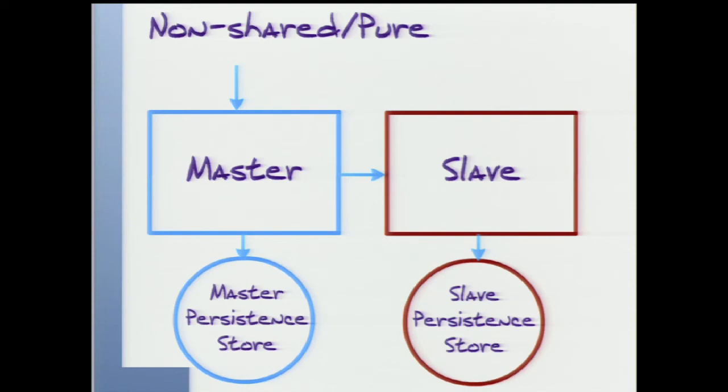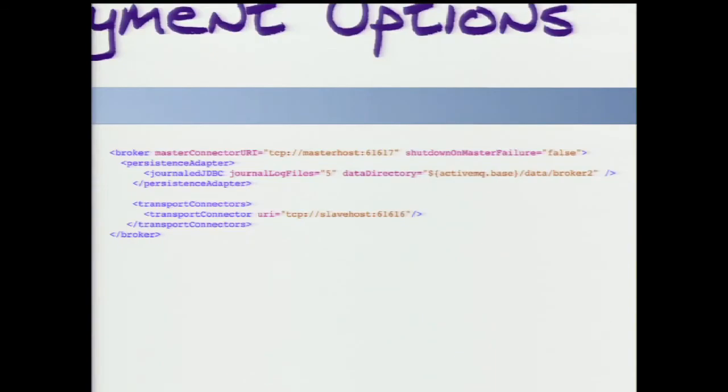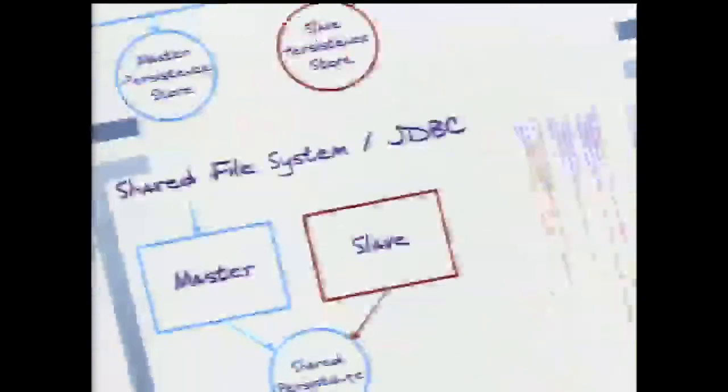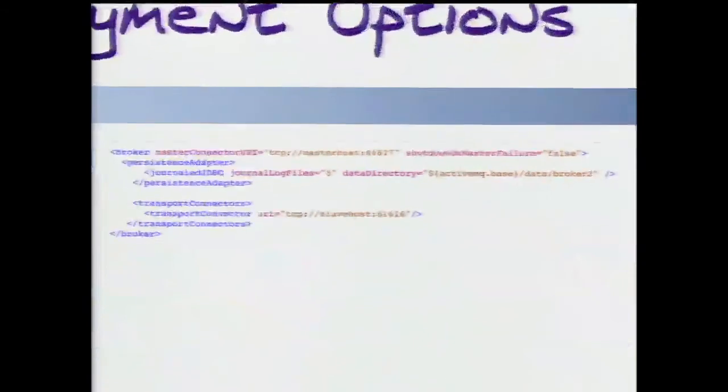Why? Because when the master goes down, the slave is specifically configured to attach to that master. So how does that happen? Can you guys see that code? Well, if you can't see it, I apologize. But you're setting up the broker with the master connector URI, and then you're giving it its own data directory. Because you're setting up the master, you're telling it, here is my master. So you're defining master versus slave. It's not the best idea.